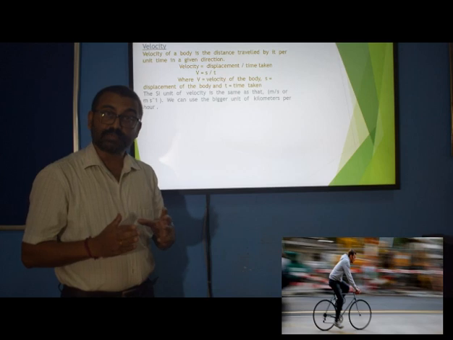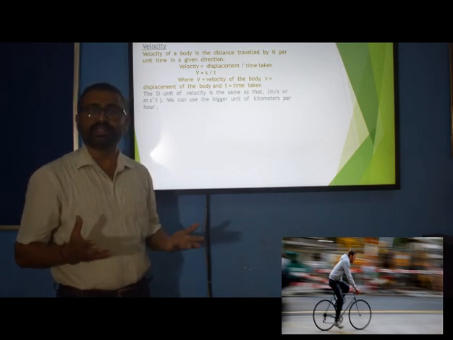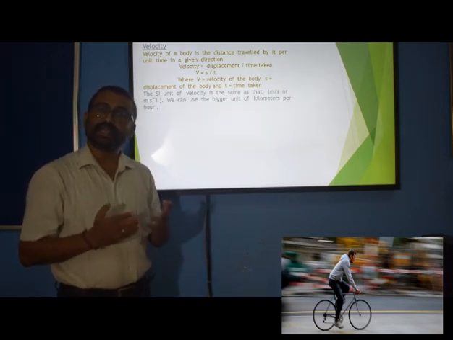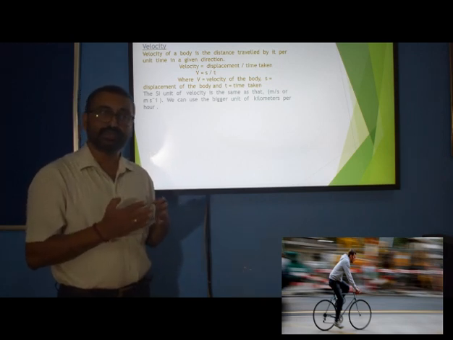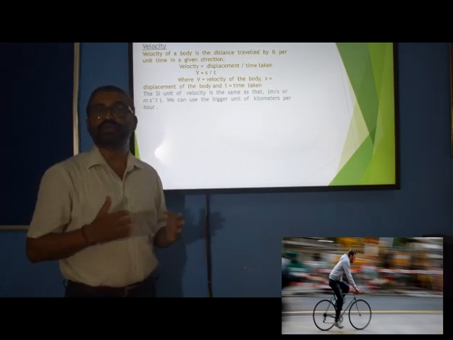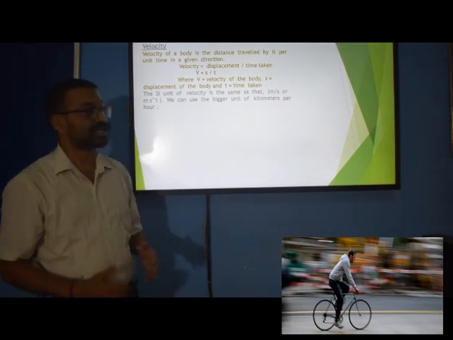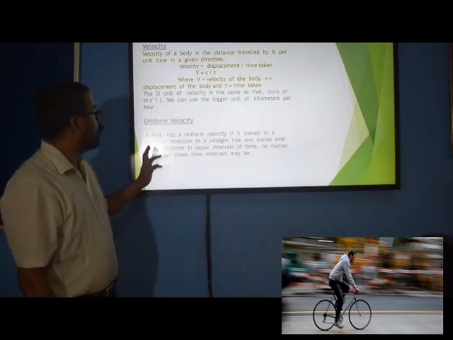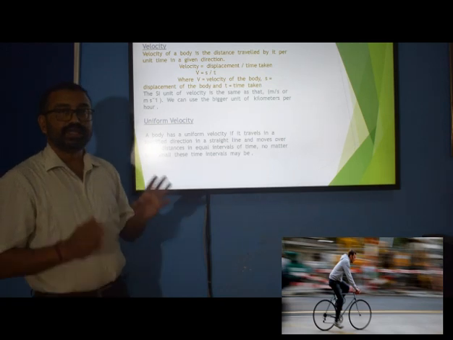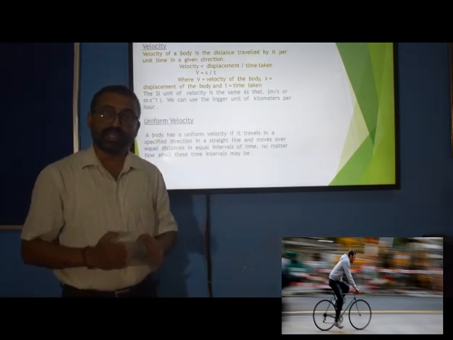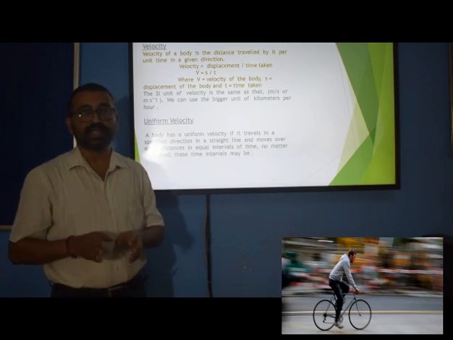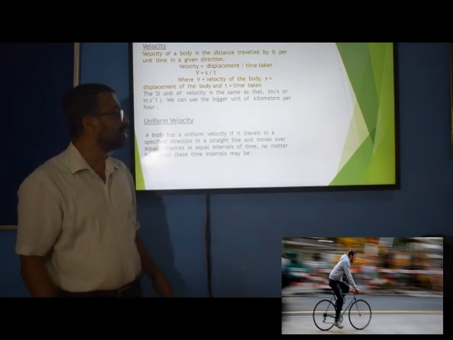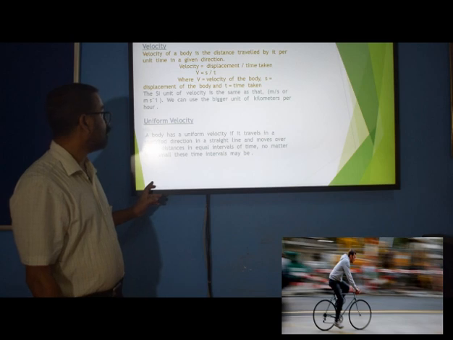See, velocity and speed are the same, but what is the difference? In velocity, we are attaching a specific direction, whereas with speed, we do not attach any specific direction. Uniform velocity means it is going with a constant speed in a specific direction. Uniform means constant speed in a specific direction. That is the meaning of uniform velocity.